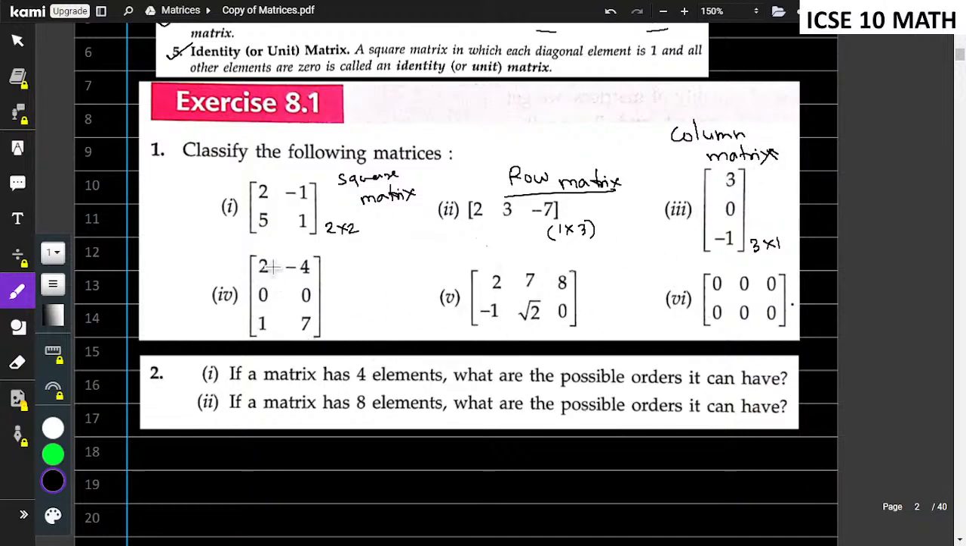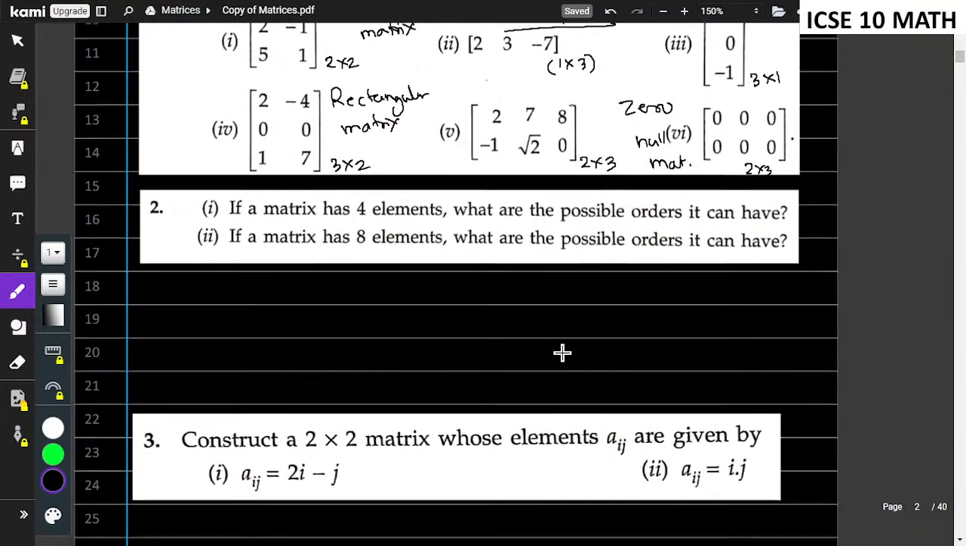Then we have this one. This is 3 rows and 2 columns, so this is a rectangular matrix. Again we have one more rectangular matrix, but here the order is 2 by 3. Now this is again a 2 by 3 type of matrix, but all members are 0, so we can call it a zero or null matrix. Alright, I hope you understood the types.